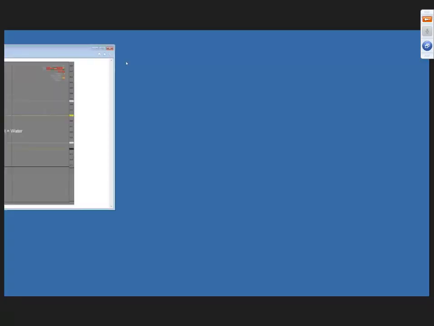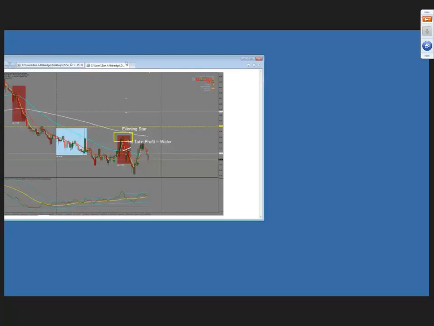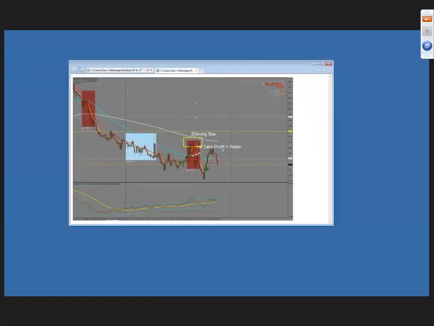Let's see here. Okay, this is kind of small. I'm not really liking the way this looks. But if you take a look at AJ this morning in the, let's see here. Is that any better there?